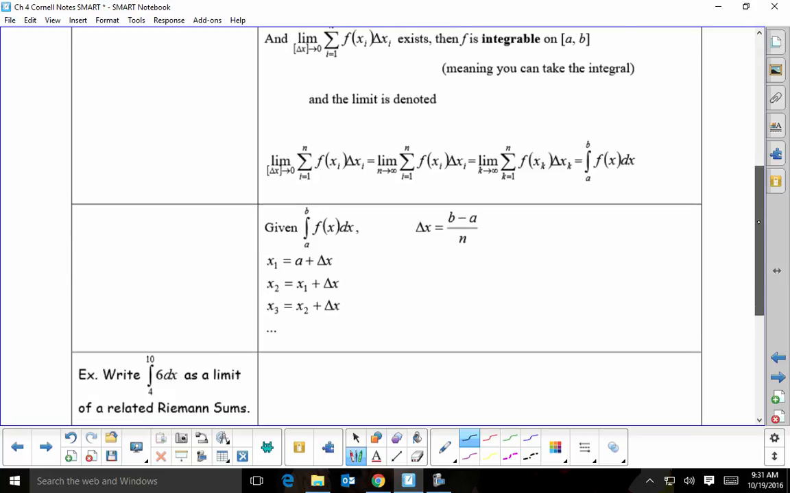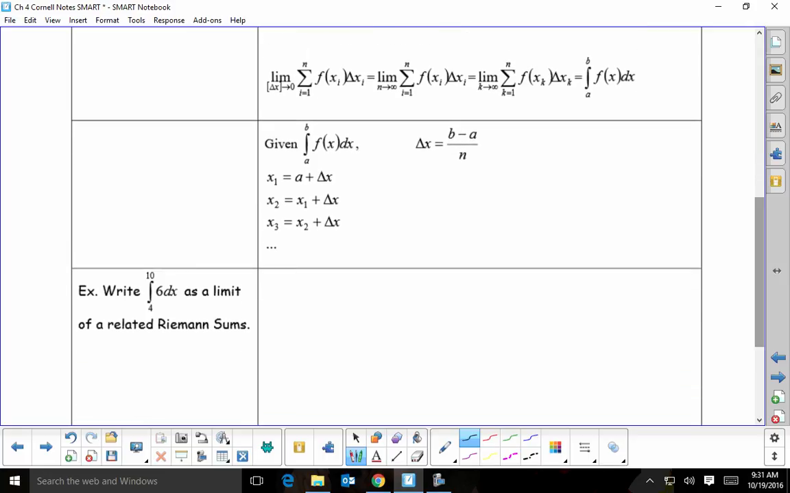Okay, so we're going to do this process. We're going to rewrite this integral as a limit of related sums, Riemann sums. And this is how they're going to use the wording, the related Riemann sums. So the first thing we're going to do is find our delta x. We've already been doing this yesterday. How did we find it? We took b minus a over n, right?